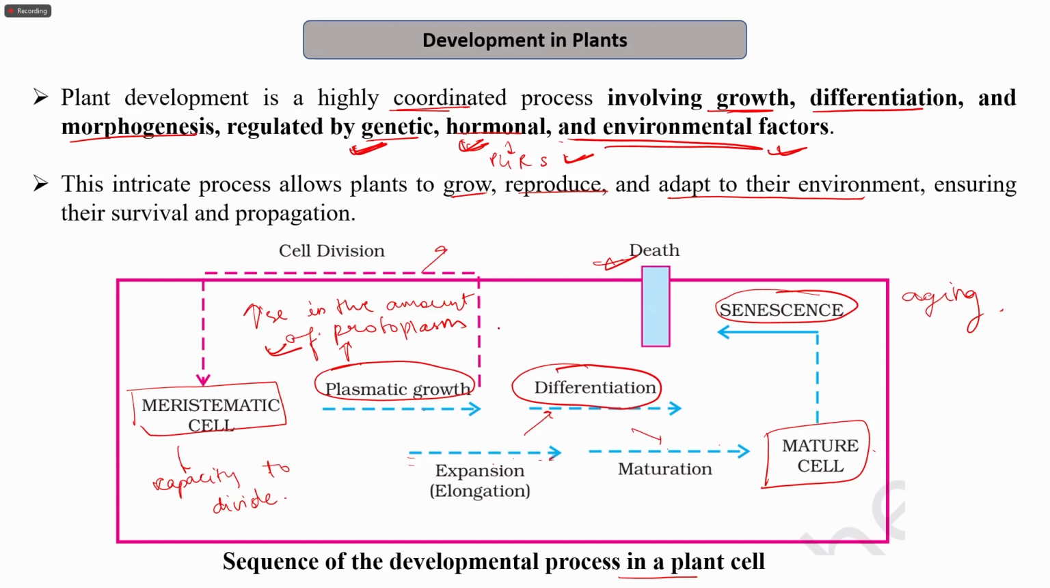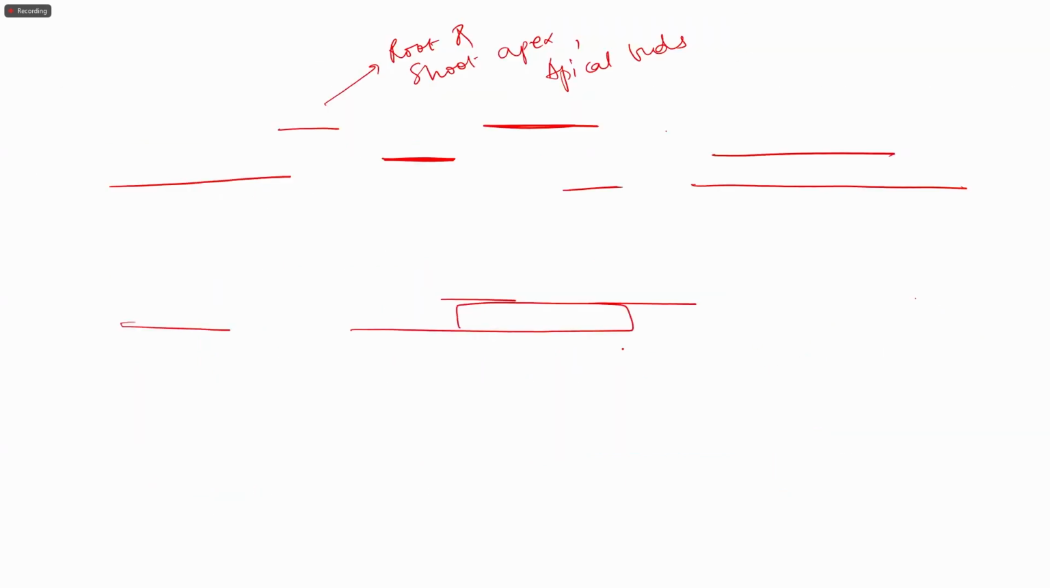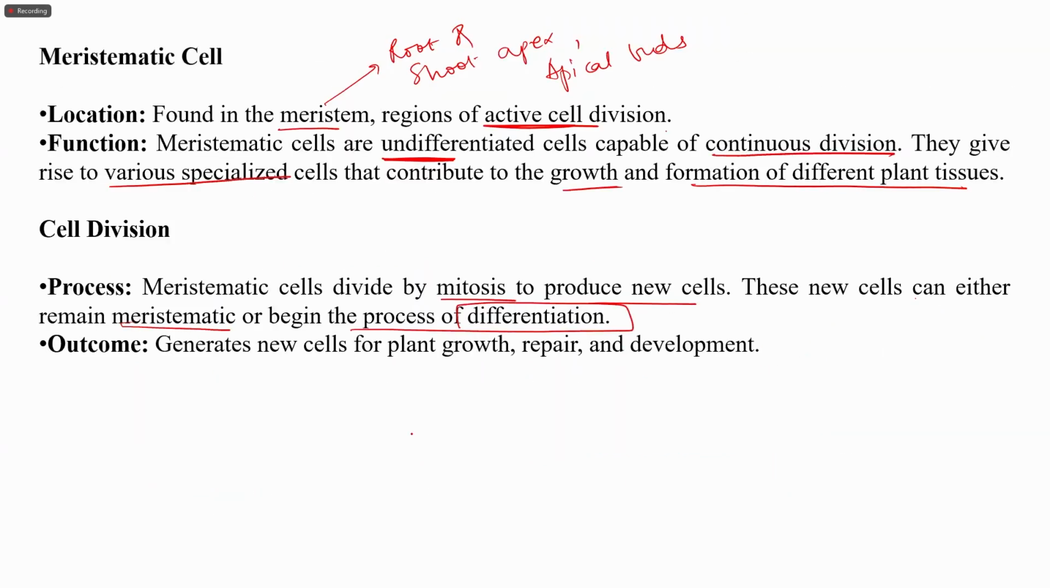The cell that undergoes plasmatic growth undergoes cell division, resulting in the formation of some meristematic cells, and certain cells will differentiate. So some cells will again form meristematic cells, and some will acquire a particular function. So the outcome is they generate new cells for plant growth, repair, and development.